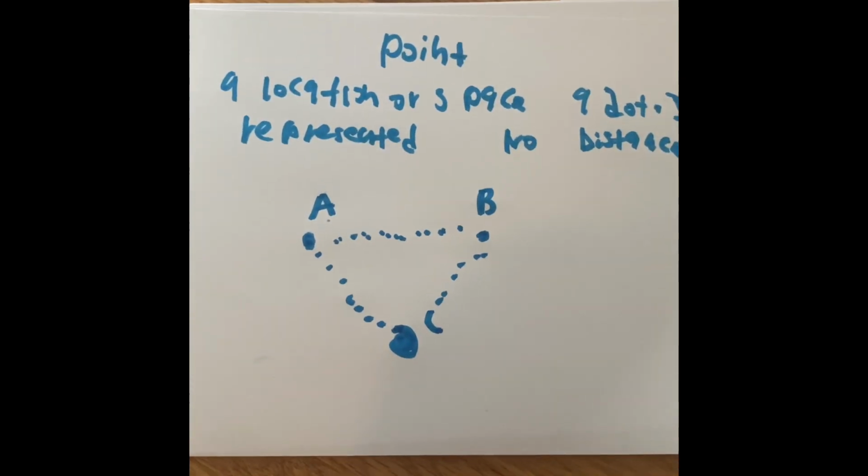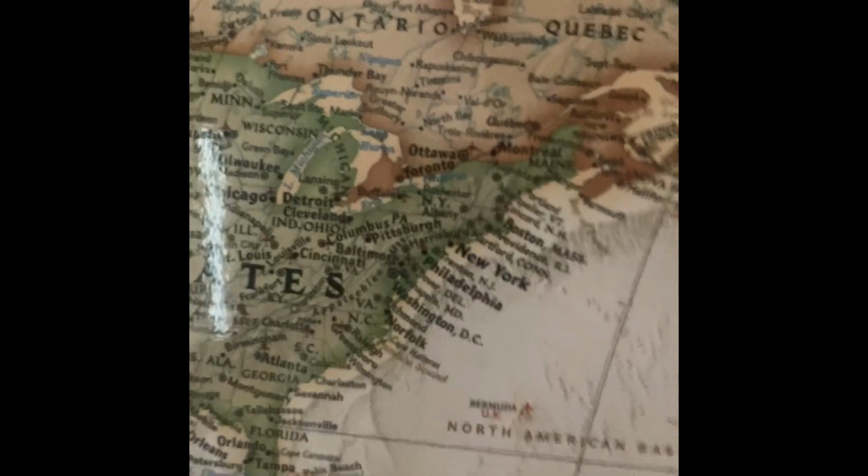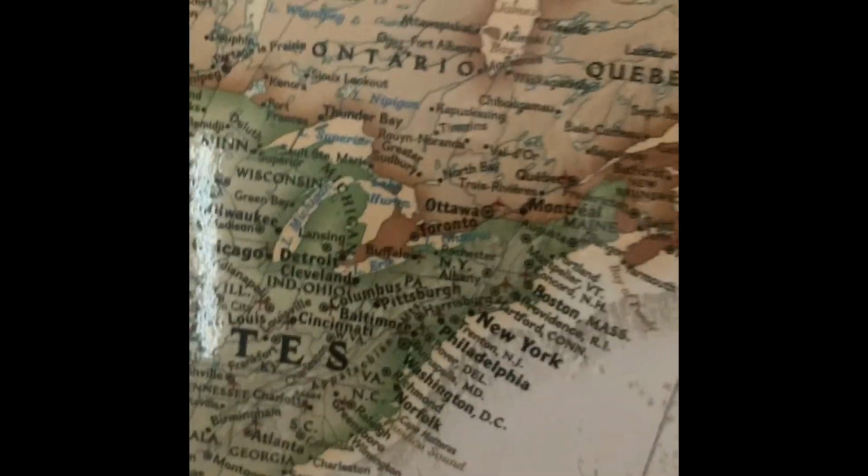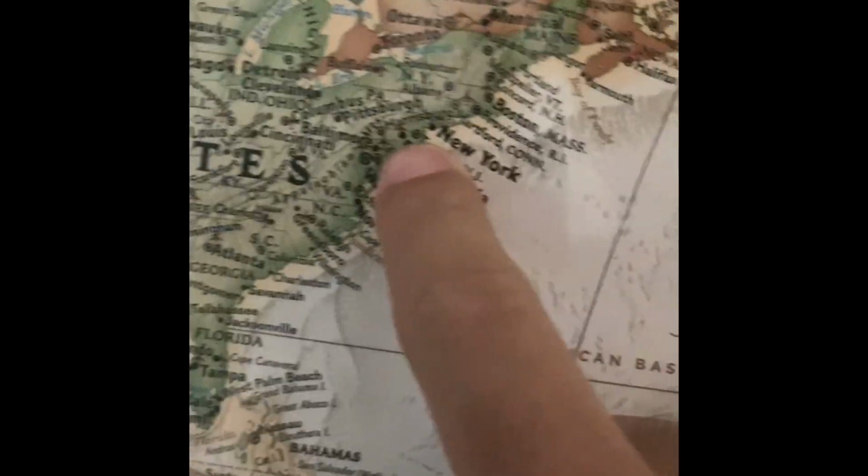You need points in geometry, like points can be destinations. So how long is it from New York City all the way to Wuxi, China?